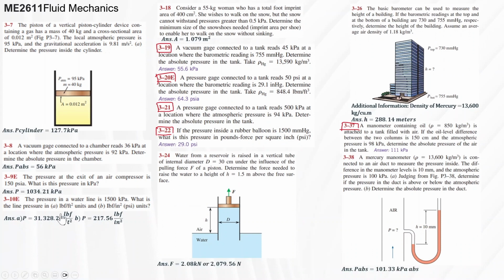Okay, and I added a few more. So there's 3-18, I call this the woman walking on snow problem, and then we have the water reservoir problem here, and then we have the barometric reading and the mercury barometer here. So we have 4 more problems.